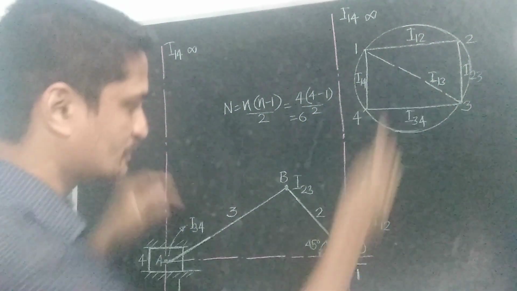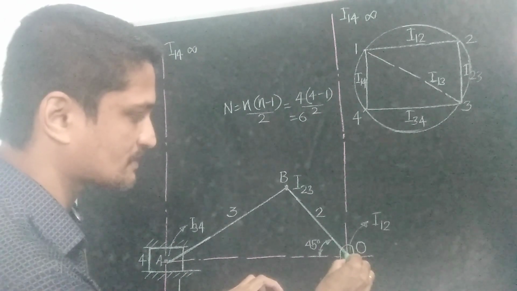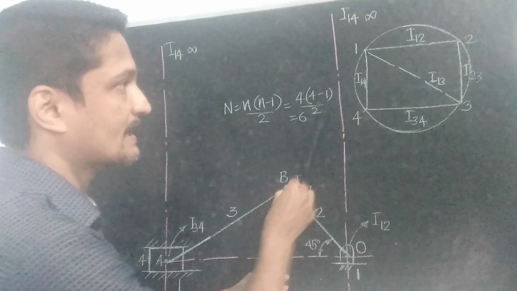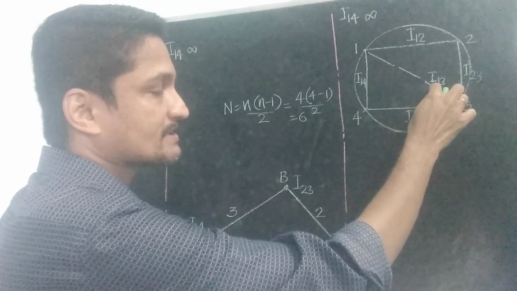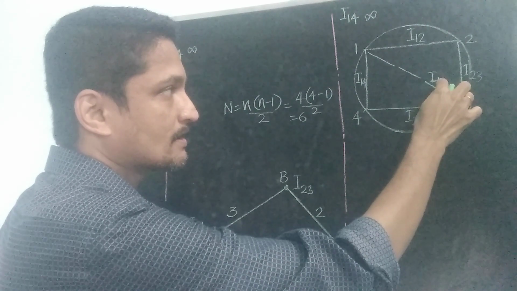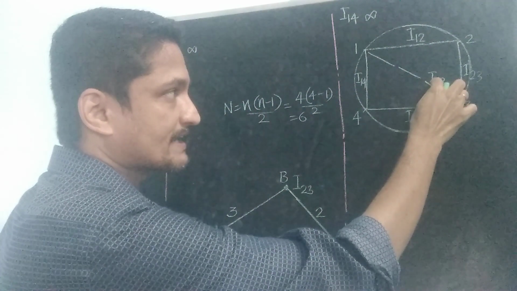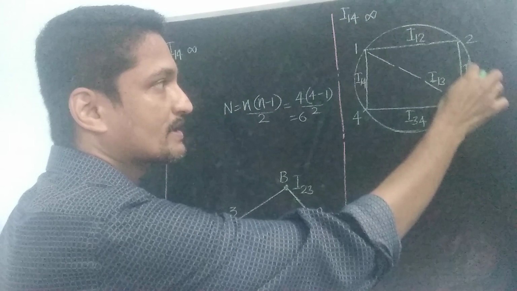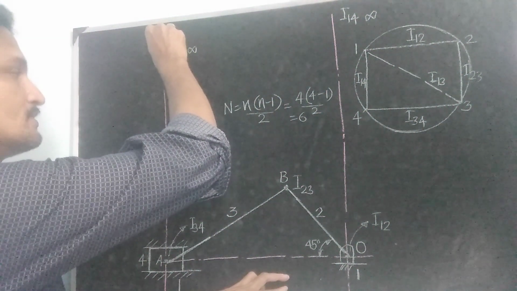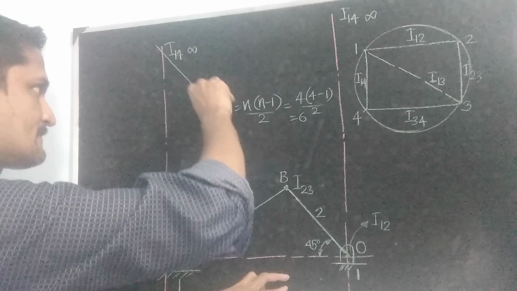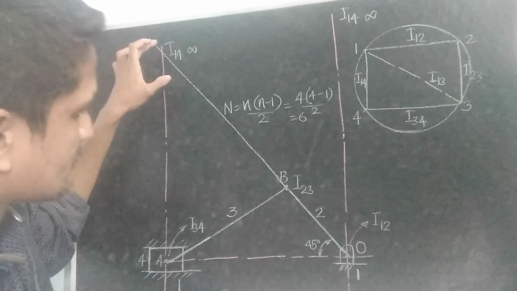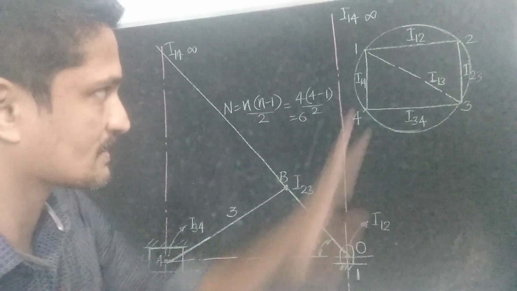Here, I12 is this particular point, and I23 is this particular point, and according to Arnold-Kennedy's theorem, I13 must be on the straight line connecting I12 and I23. That means I13 must be on this particular line. We cannot locate that particular point at this instant.